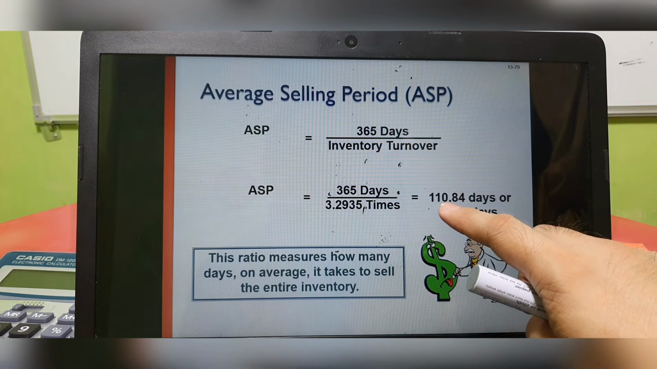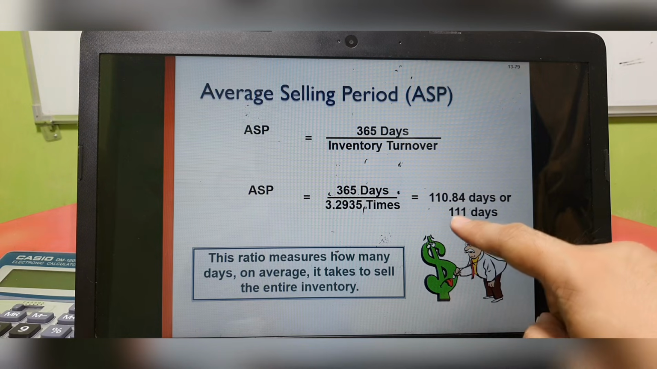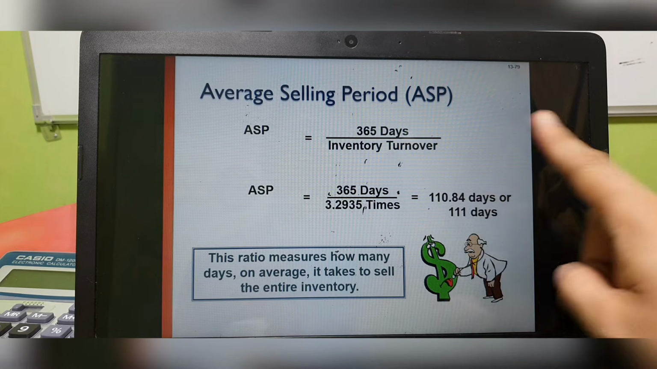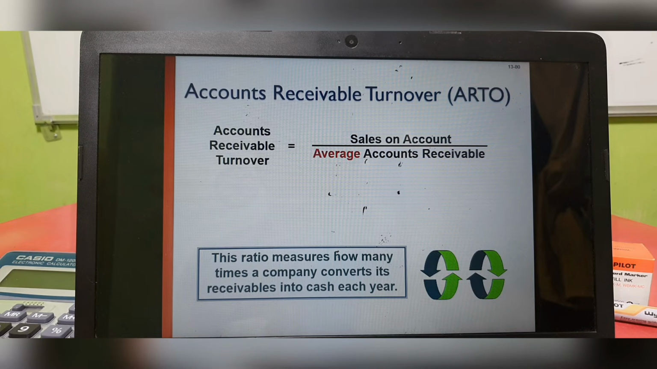Okay? So, we have the average selling period of 365 over yung na-compute natin kanina na 3.2935. So, that will give us 110.84. Siyempre, kung may 0.84 yan, meaning that's another day. So, we round up. So, 111 days po tayo. Okay? Ano ibig sabihin yan? Kapag bumili ka ng inventory ngayon, after 111 days on the average, tsaka mo pa lang siya mabebenta.